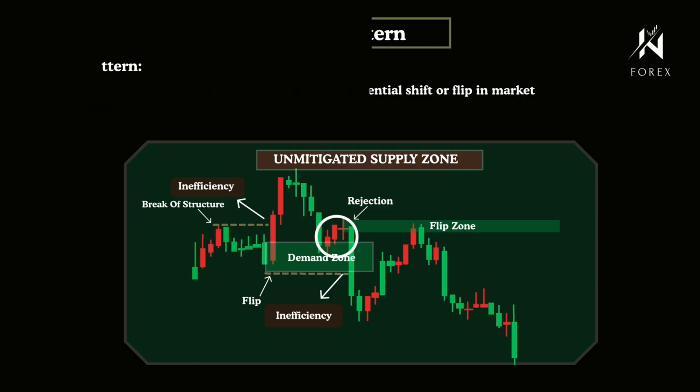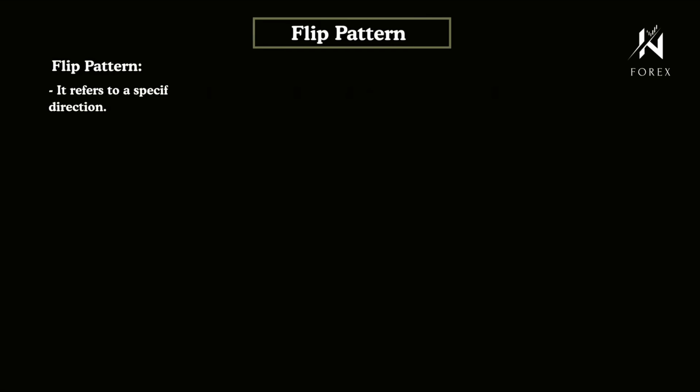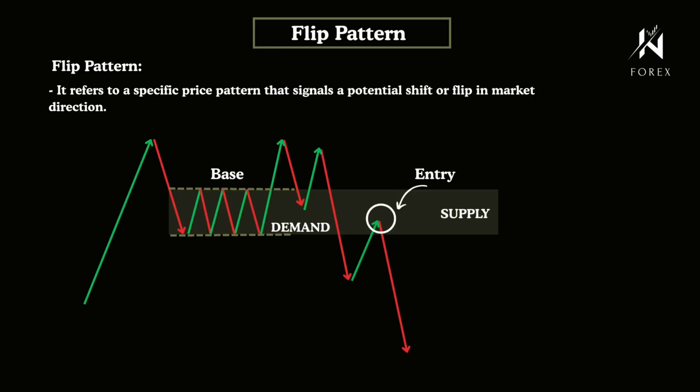Generally, a flip pattern occurs when a previous supply or demand zone is violated in the opposite direction, resulting in a change in its market role, from supply to demand or vice versa. These shifts are referred to as flip zones, and they reflect a fundamental change in market sentiment and order flow. Flip patterns are typically categorized into 2 key types.